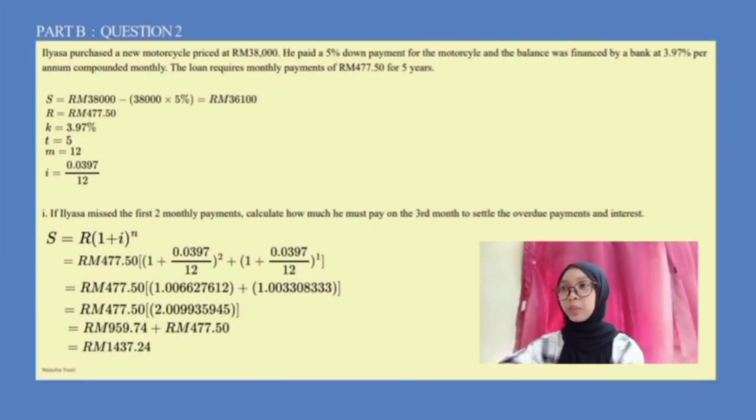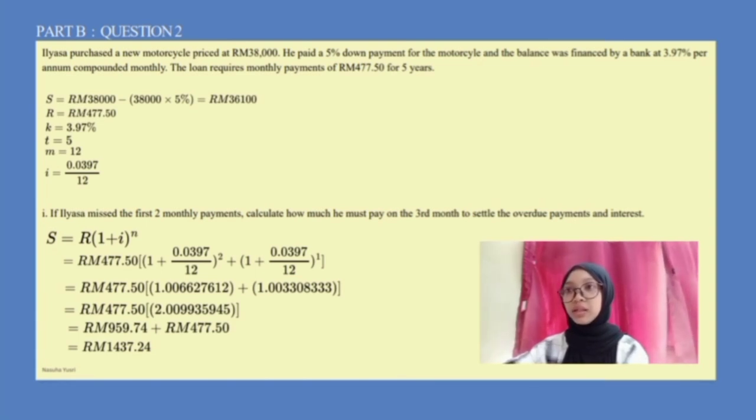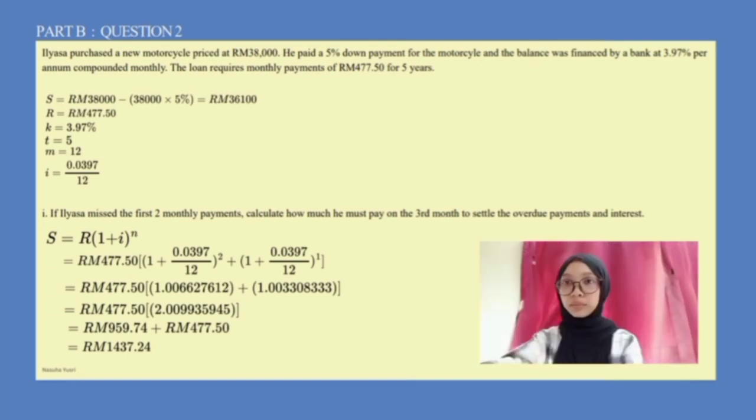Part B, question 2. Ilyasa purchased a new motorcycle priced at Rm 38,000. He paid a 5% down payment for the motorcycle and the balance was financed by a bank at 3.97% per annum compounded monthly. The loan requires monthly payment of Rm 477.50 for 5 years. So here all the information I have listed. S is Rm 38,000 minus 38,000 times 5% equals Rm 36,100. R is Rm 477.50, K is 3.97%, T is 5 years, M is 12 months, and I is 0.0397 divided by 12.